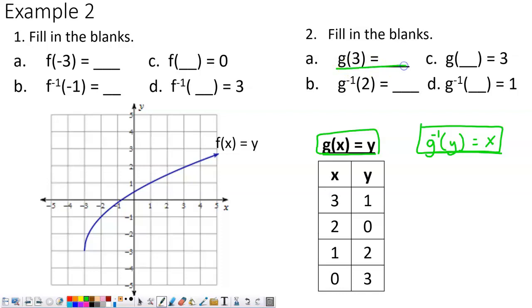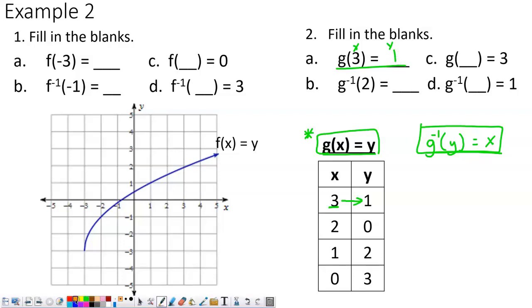So for g, that's this one. The number in parentheses is an x, and the output's a y. So I know my x is 3. So I want to look for where does x equal 3 in the table. That would be right here. And the y value that goes with that is 1, so that would be my answer.